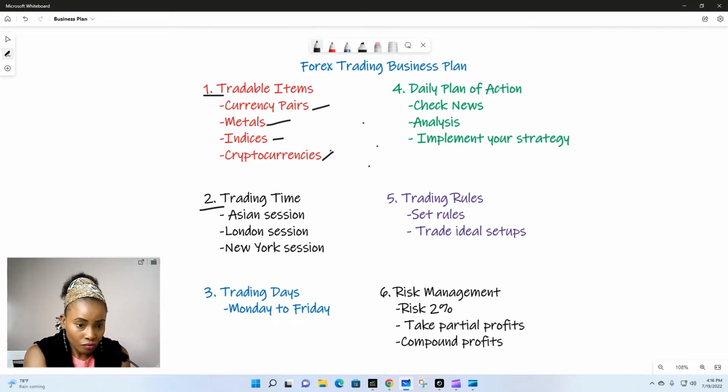Item number 2 is your trading time. Of course, the market opens 24 hours a day from Monday to Friday. It has 3 sessions. There's the Asia session, the London session, and the New York session. So using New York time, Asian session starts at around 8 p.m. to 3 a.m. New York time. Then London session starts at around 3 a.m., goes all the way to 9 a.m. New York time. Finally, the market will close with New York session, which starts at 9 a.m. New York time, and it will close at 5 p.m.